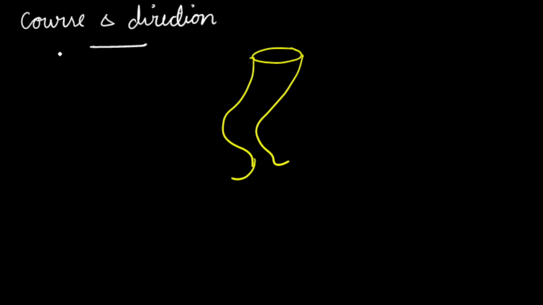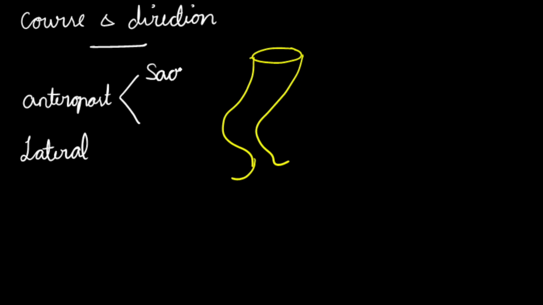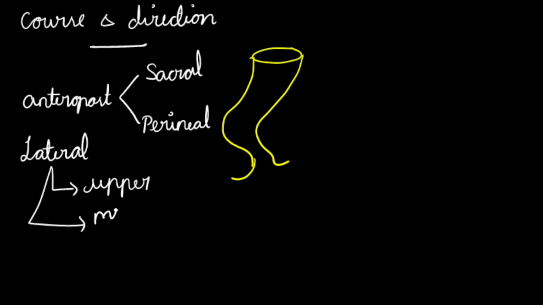In the case of the rectum, we have two different types of curvatures. One is antero-posterior, and another one is lateral curvature. In the antero-posterior type, we have two: one is the sacral flexure and another one is the perineal flexure. In the case of lateral curvatures, we have three: one is upper, another one middle, and the last one is lower.